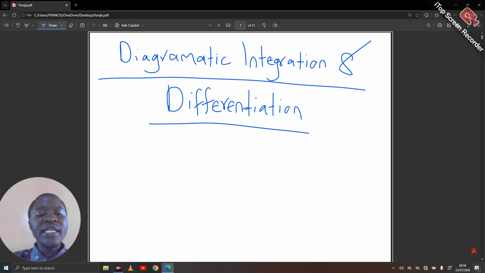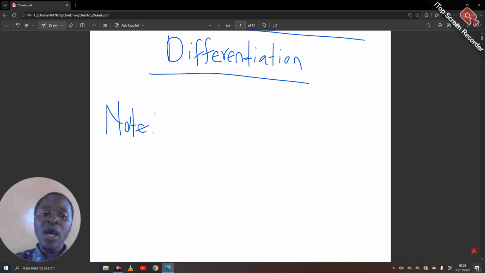Now, under integration, the exact area under a graph is found through integration. I want you to note this. The exact area under a graph is found through integration. Make sure you underline the exact area, then underline integration. Those are the keywords there.